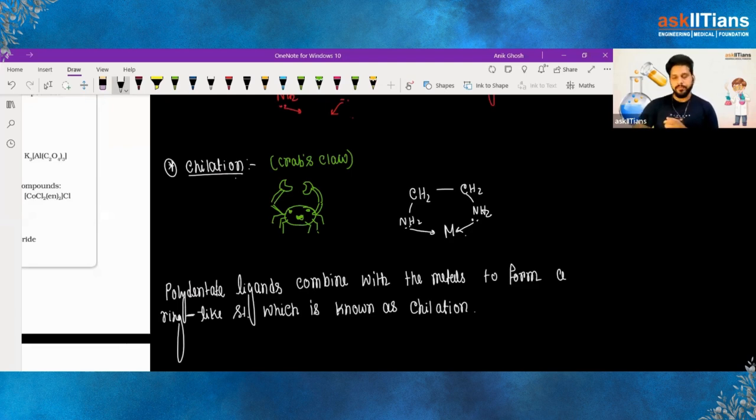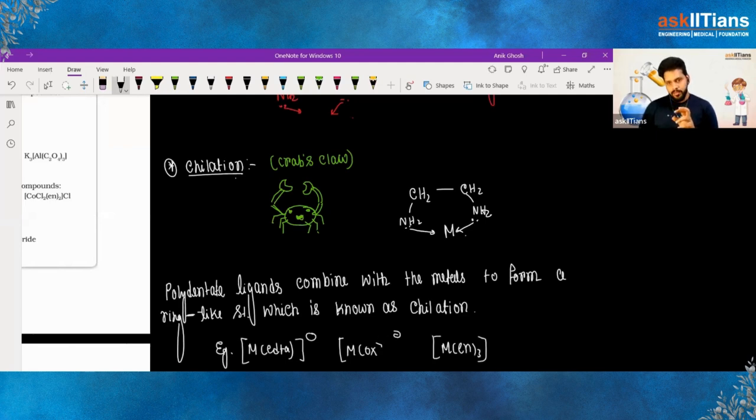For example, what is a chelated complex? M(EDTA) is definitely a chelated complex because you have polydentate ligands in here. M(ox), I'm not putting the charges on that, guys, I'm just giving an example. M(en), ethylene diamine. So anytime you are connected with a polydentate ligand, it's going to be called a chelated complex. This is all about it. Okay, all right, we're all clear?